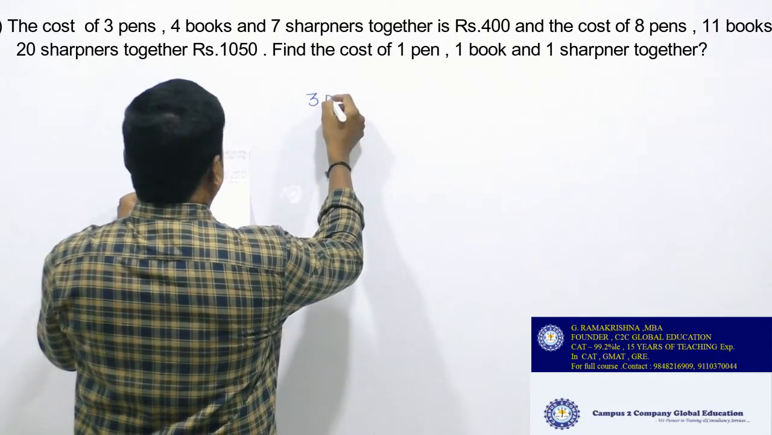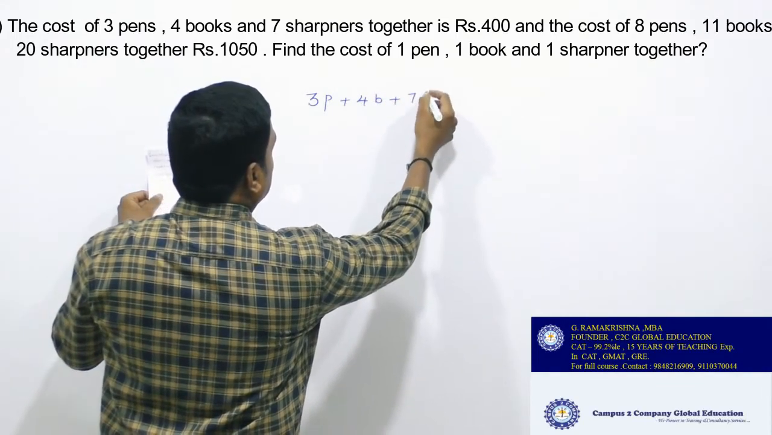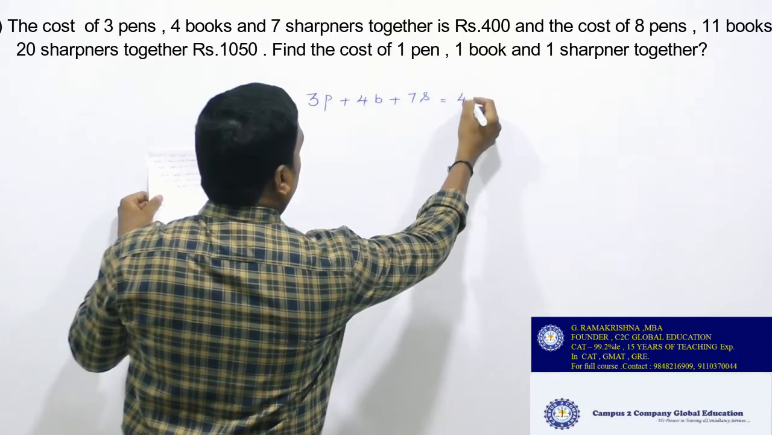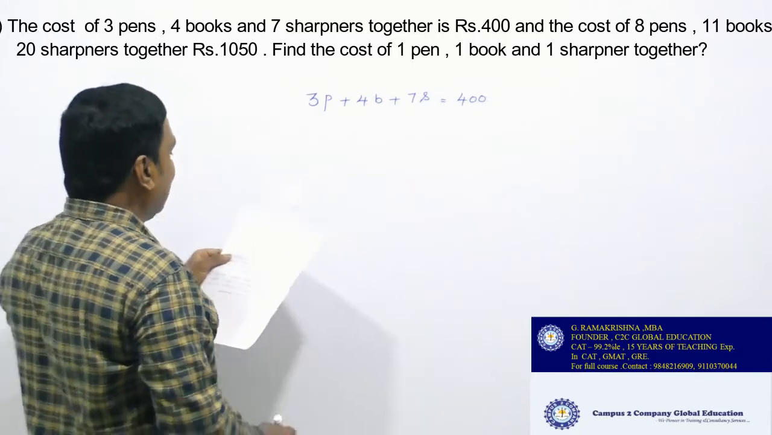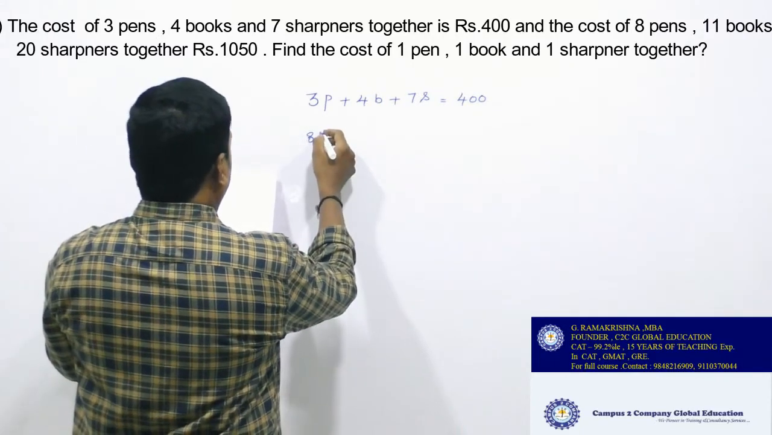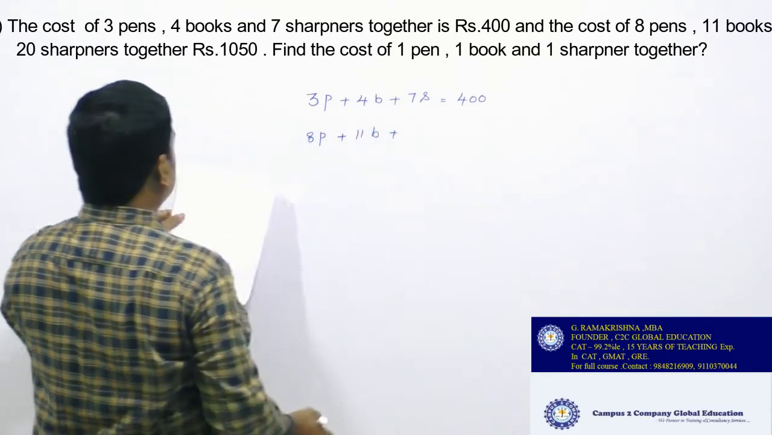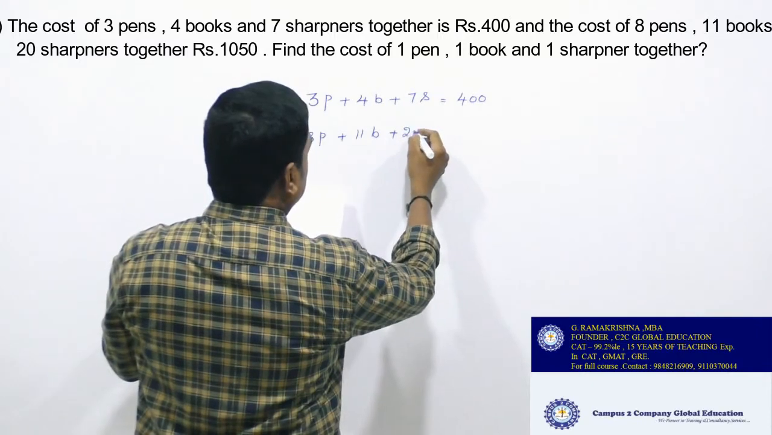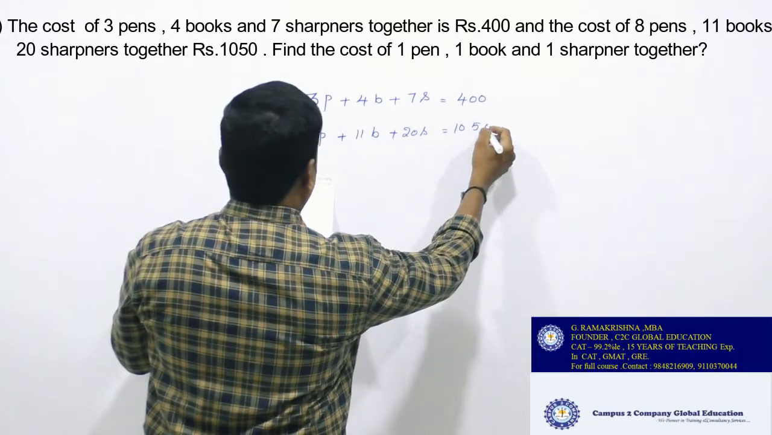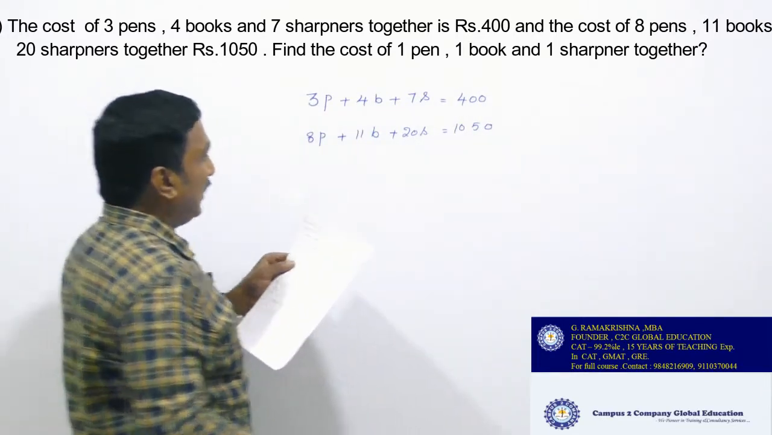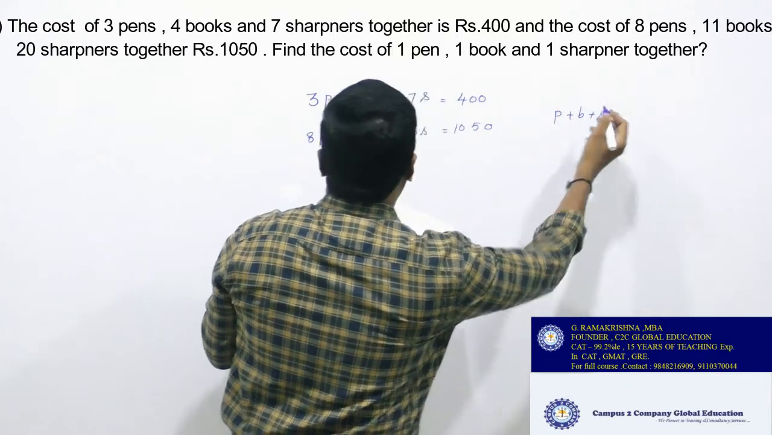If you look at the equation: 3 pens, 4 books, 7 sharpeners, together 400 rupees, right friends? And the second equation: cost of 8 pens, 11 books and 20 sharpeners, together 1050. Then find the cost of 1 pen, 1 book, 1 sharpener together.